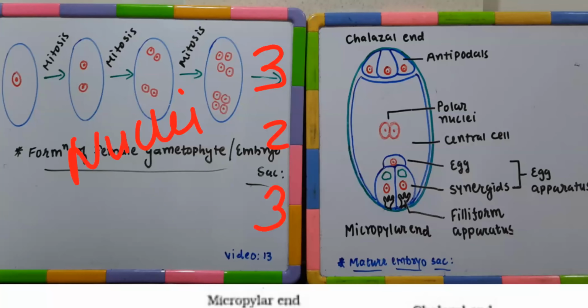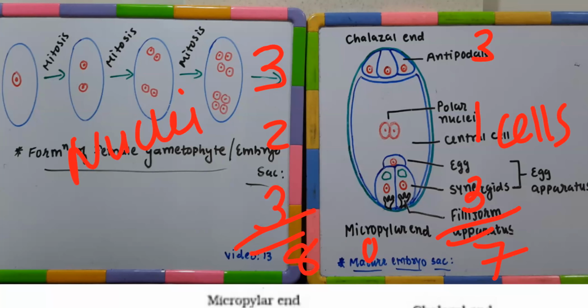When you talk about the cells, there are 3 antipodal cells towards the chalaza end, 1 central cell, and 3 cells together forming the egg apparatus towards the micropylar end. This is about the cells. 7 cells or else 8 nuclei, whichever way you want to see. This is the female gametophyte or female embryo sac.